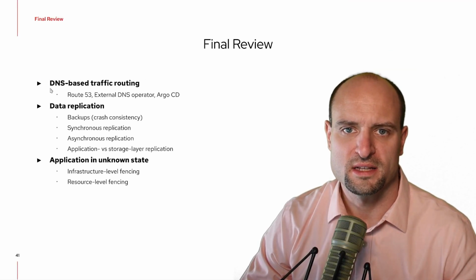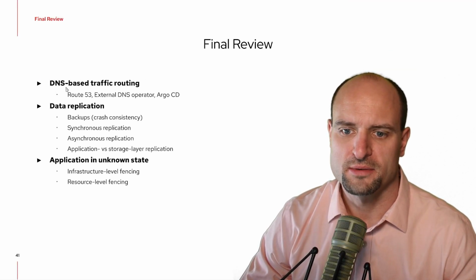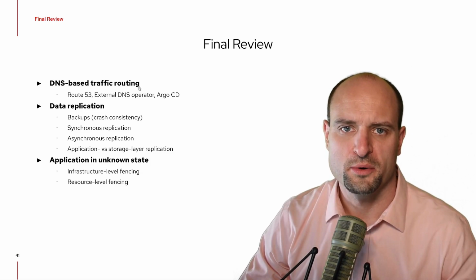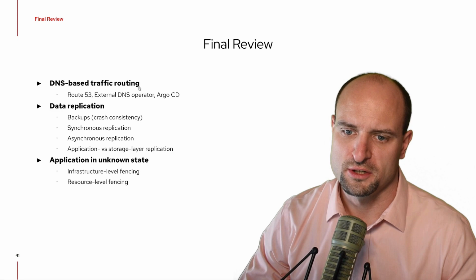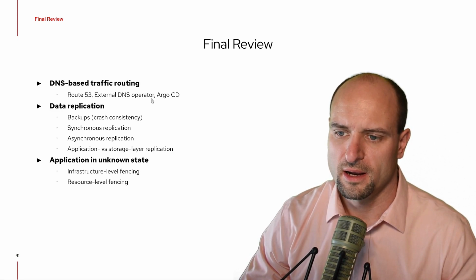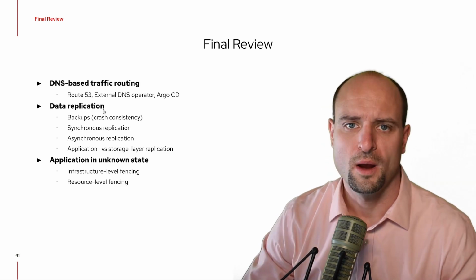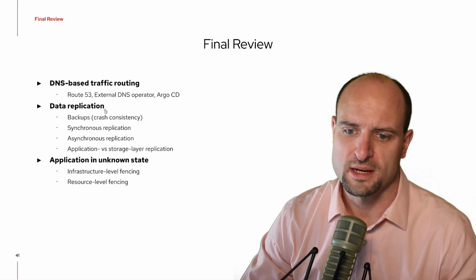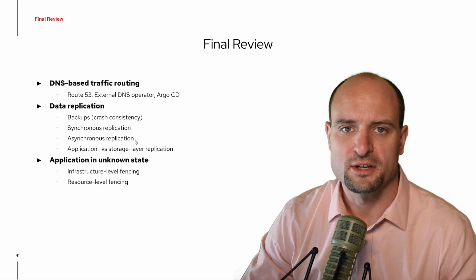We discussed the DNS-based traffic routing, which allows us to fail over the application traffic between regions. I showed you our implementation, which leverages Route 53, the external DNS operator, and also the Argo CD. We talked about data replication between regions. There we discussed the crash-consistent backups, and we also compared the synchronous and asynchronous replication.